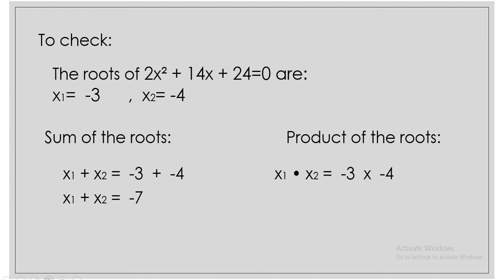So x sub 1 times x sub 2 is equal to negative 3 times negative 4. So negative times negative is positive. So your x sub 1 times x sub 2 is equal to 12. So this is also the same as the solution earlier when you used c over a for the product of the roots.